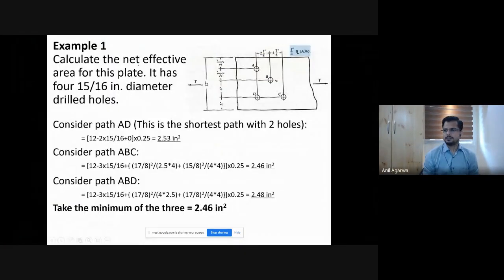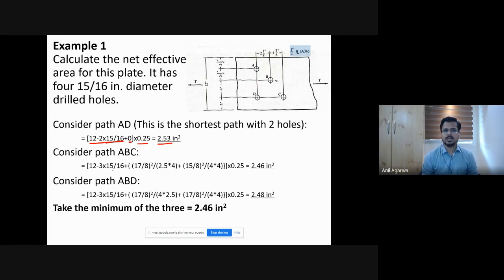For the path AD, we take the 12-inch width minus, there are 2 holes involved in this case, so 2 multiplied by the hole diameter, 15/16. The third hole is not involved, and there is no addition because of an inclined path. The entire path is perpendicular to the load, so there is no addition because of that. The total net section will be 12 minus 2 times 15/16 of an inch, multiplied by the thickness. So that is 2.53 square inches. That is the total net cross section for the AD path.